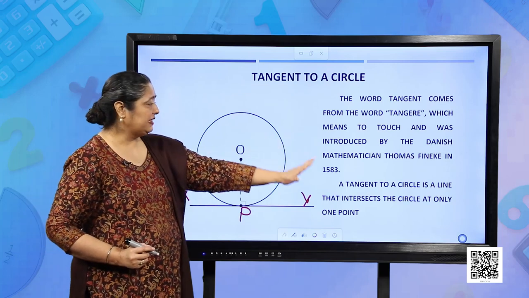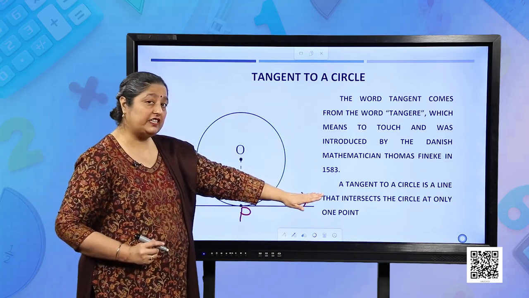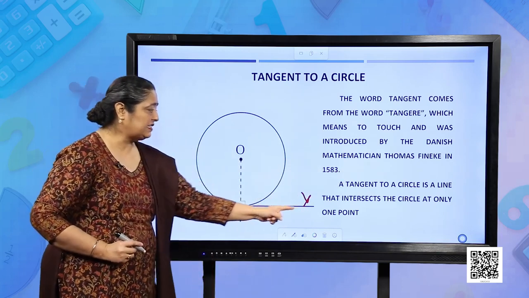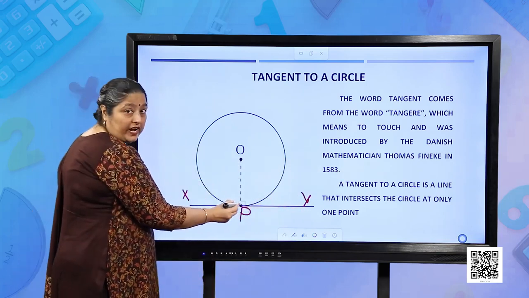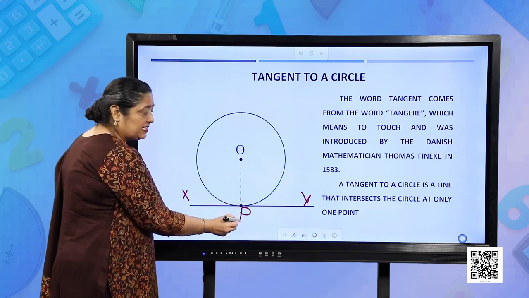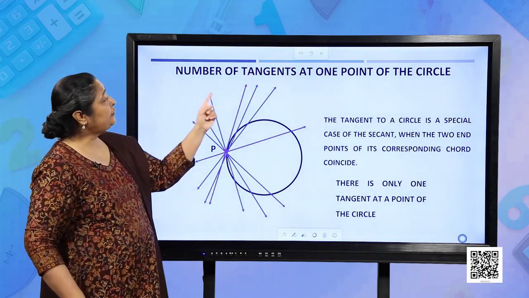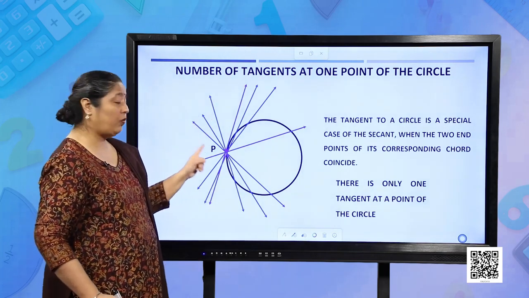Remember this. And then a tangent, what is a tangent? Definition of the tangent: the tangent to a circle is a line that intersects the circle at only one point. At only one point, this is named as P. So, number of tangents. How many tangents can you draw from one point?